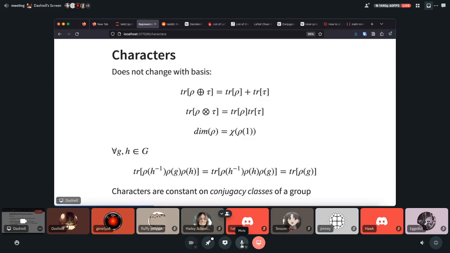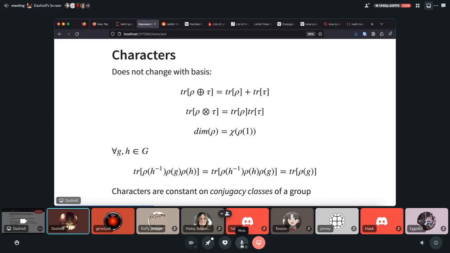Yeah, so that's one thing that is really immediately great: if you have 2 representations and the character agrees on all of the elements, or all of the conjugacy classes, then you know that these are the same representation, and that there is just a change of basis to take you from one to the other.